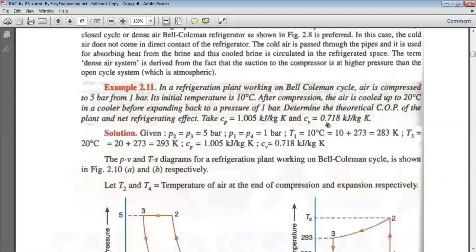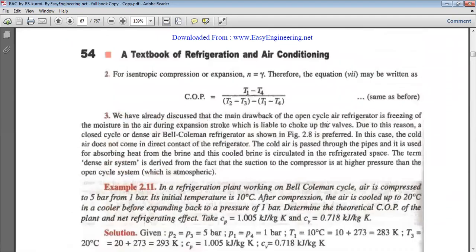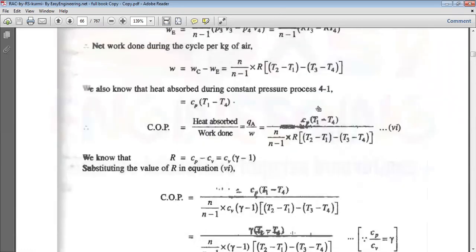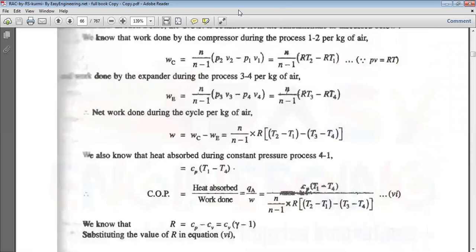Okay, any doubts regarding this one? Okay. Are there any doubts about what was explained? If you have any doubts, raise your hands.